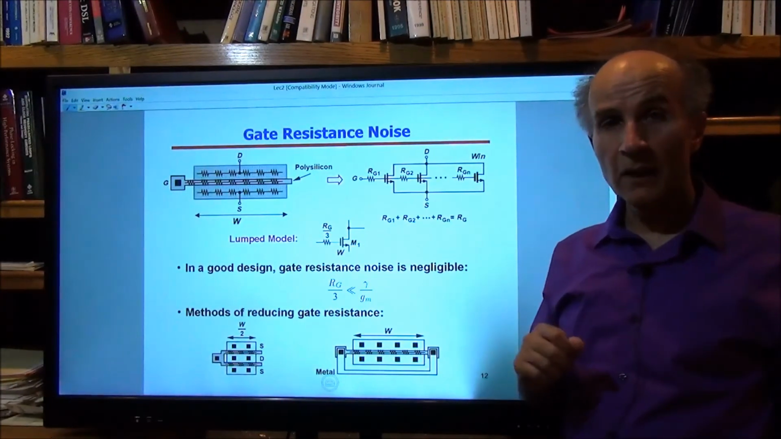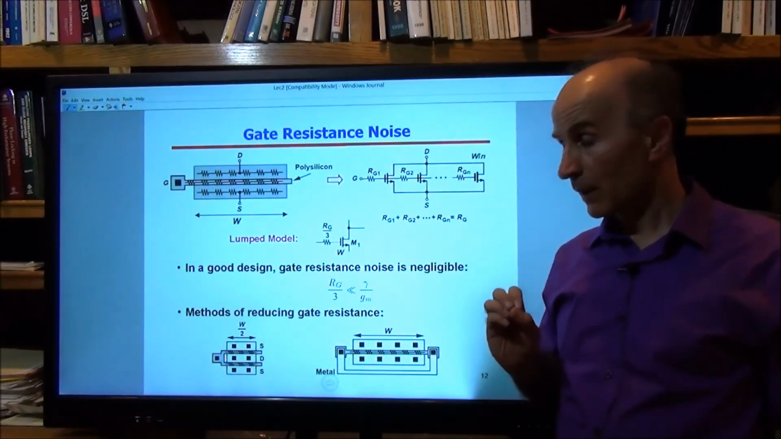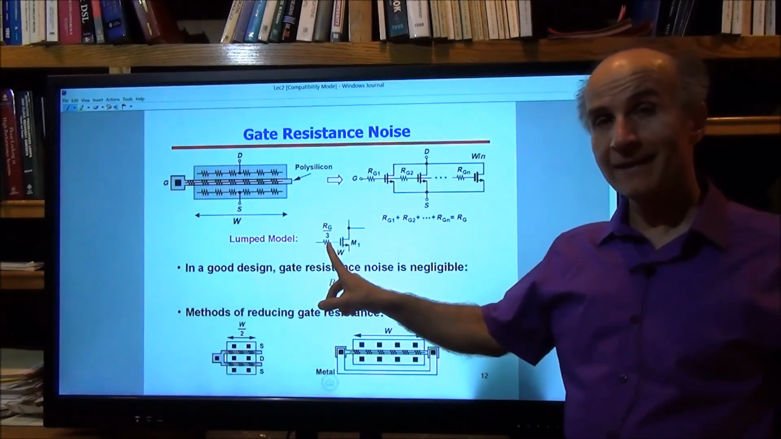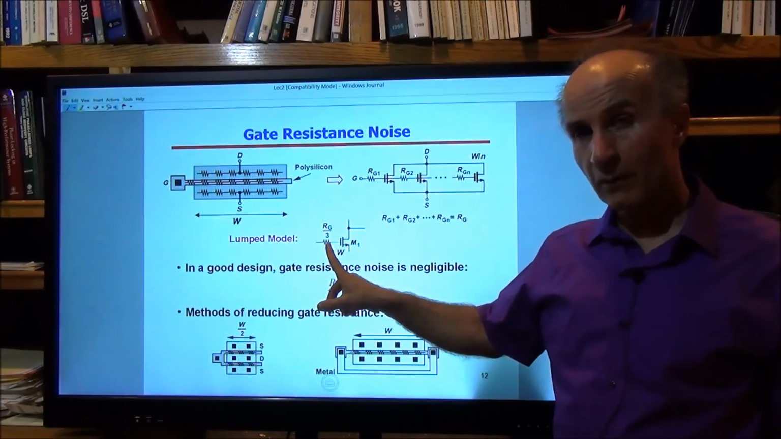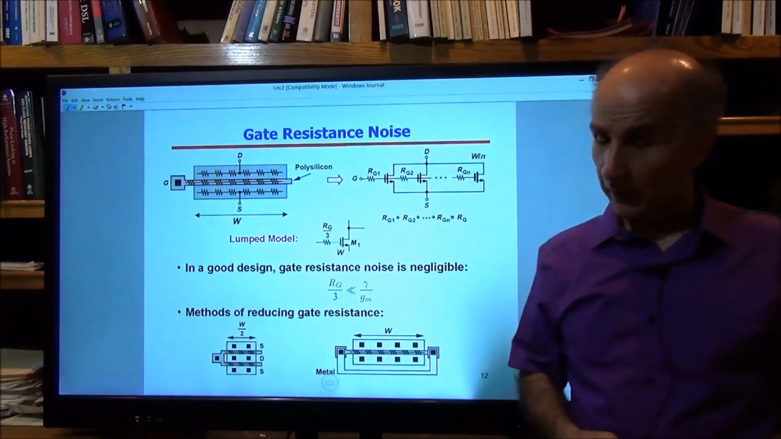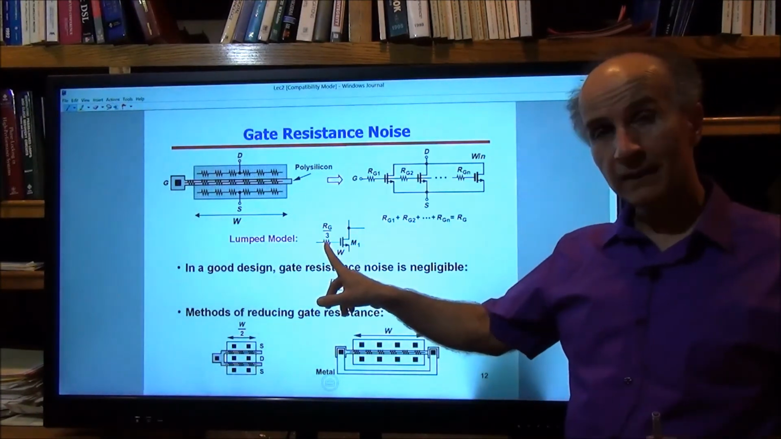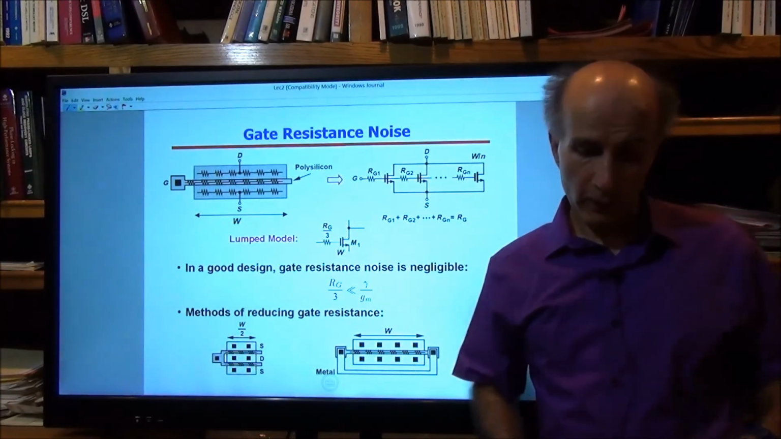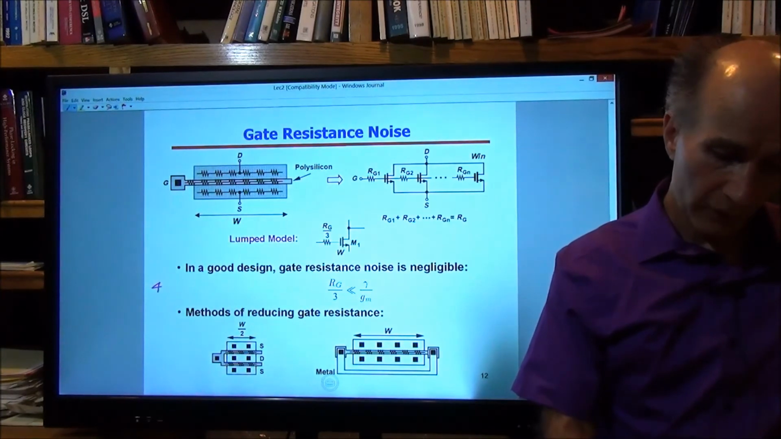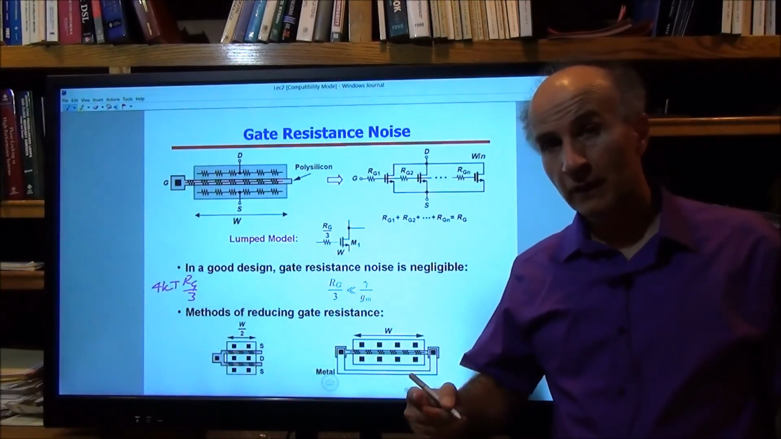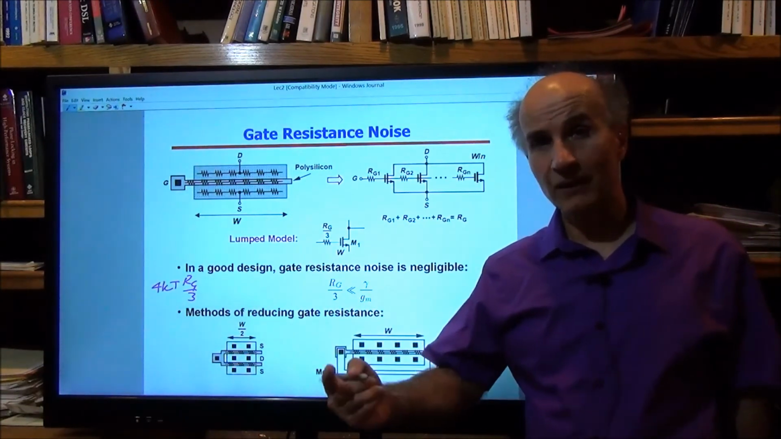Now, what do we mean when we say it's small enough? Well, we have to make sure that the thermal noise resulting from RG over 3 is negligible with respect to the thermal noise generated in the channel of M1. So this is in series with the gate, this is in the channel, so somehow I have to bring them to the same domain. So what I will do is take the noise of RG over 3, which is in series with the gate, multiplied by Gm squared to convert to a current noise in the drain.